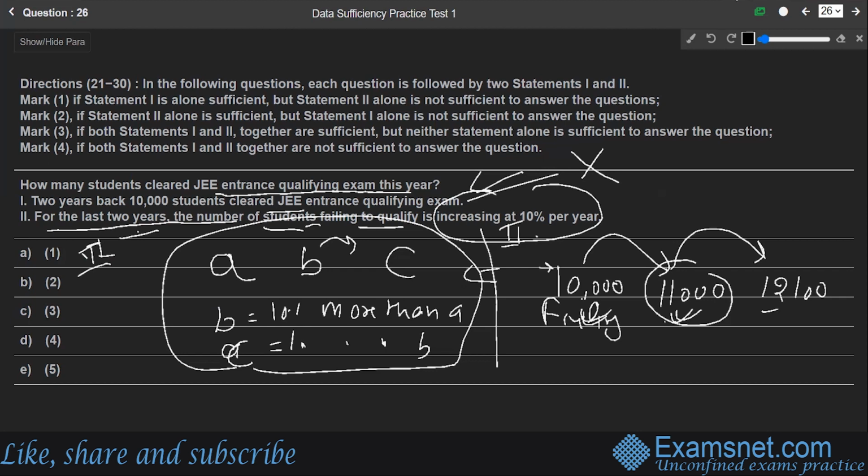Okay, one data belongs to the qualifying statement 1, statement 2 is giving the data of failing ones. So clearly they cannot be combined also. Even if you combine, you will not be able to answer the question. So what we can say, that how many students cleared the JEE qualifying exam this year? The statement in both the information together also is not sufficient to answer the question. Right answer becomes option mark 4. Okay, which says together are also not sufficient.